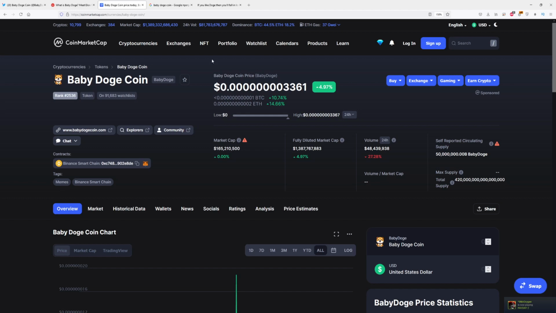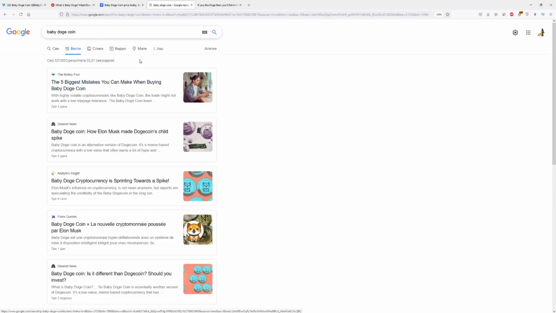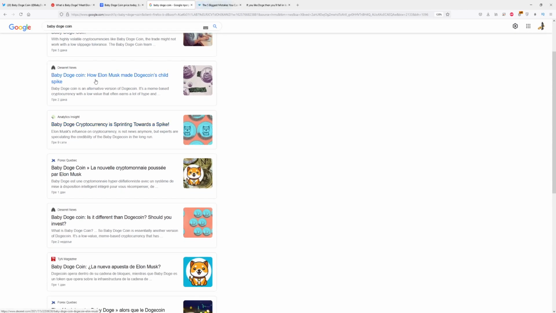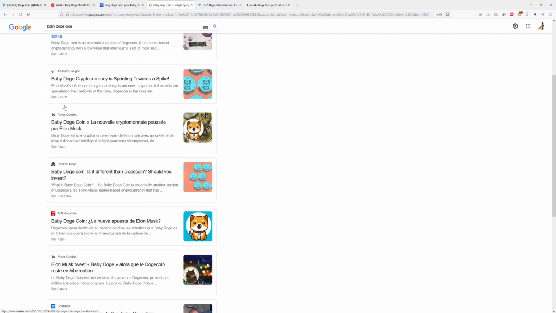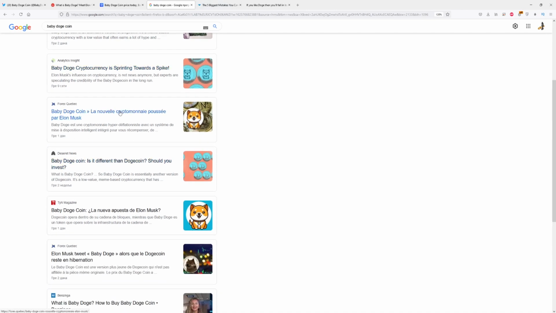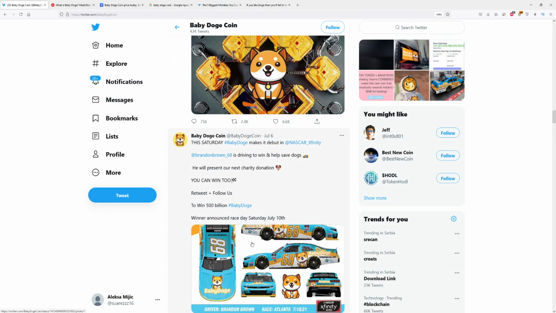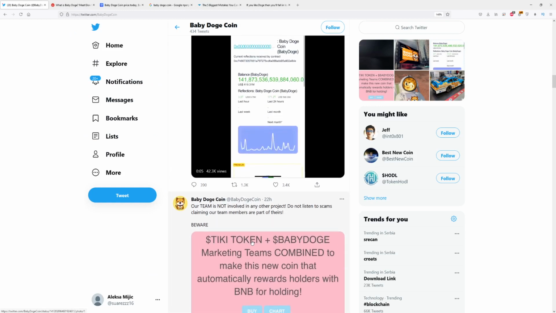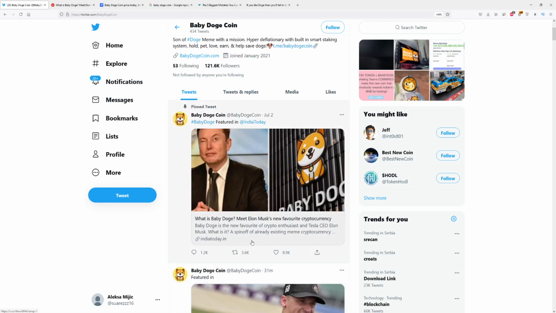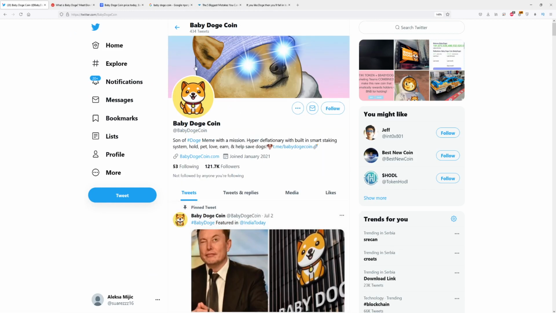and it will be extremely good if you can sell it. So let's see some of the news articles about Baby Doge coin. We have something like five biggest mistakes you can make while buying Baby Doge coin. We'll see about that. So, how Elon Musk made Doge coin's child spike. You can basically see all the posts about Elon Musk, but it was already like 8 days ago, and this trend is already dying. So I think it would be definitely the perfect time to sell it. I wouldn't get too attached to it.